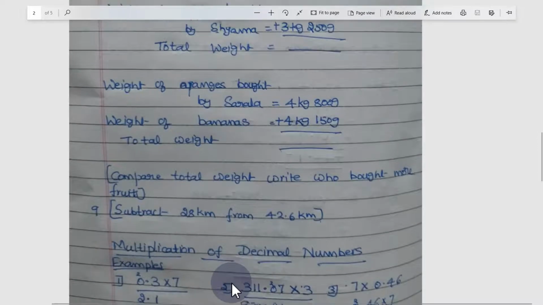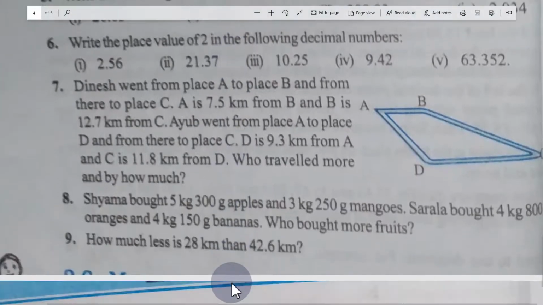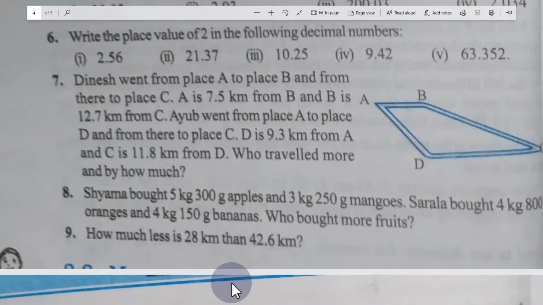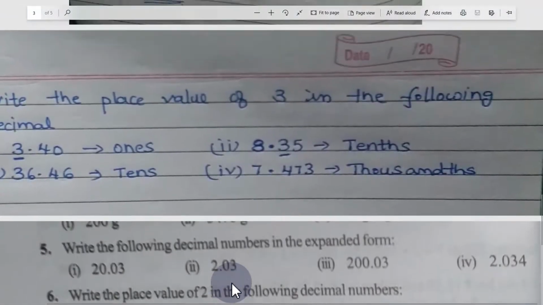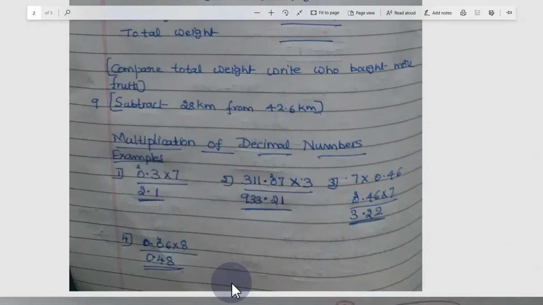Ninth question. We'll read the question. How much less is 28 kilometer than 42.6 kilometer? How much means you have to subtract: 42.6 kilometer minus 28 kilometer. If we subtract this, we'll get the answer. Write 42.6 as the first number, and below that 28 kilometer. Since 28 has no decimal part, you can write it as 28.0, so 42.6 minus 28.0.